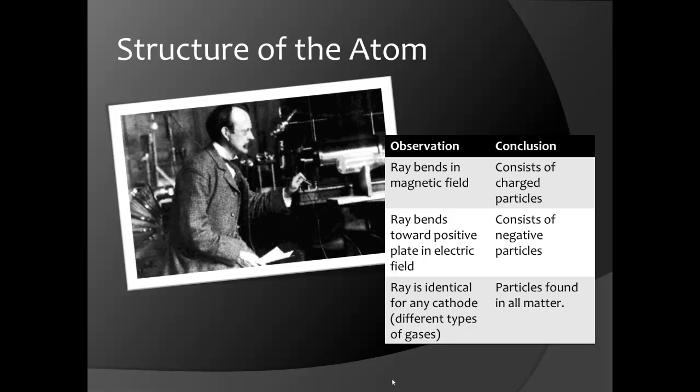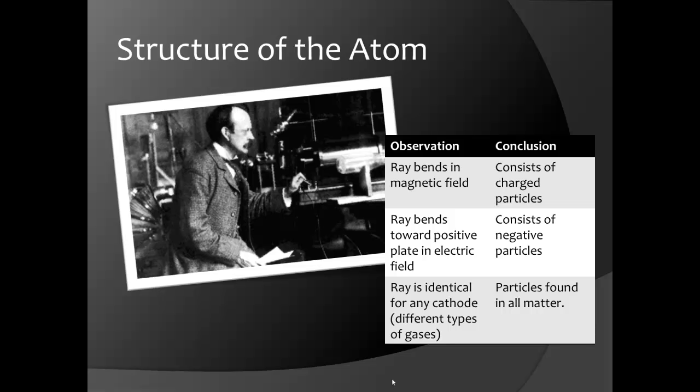So what does this all really mean? Well, here's the thing. His observation was that the rays bend in a magnetic field. That meant that it consists of charged particles. What he also found is that rays bend towards positive plates in an electric field. That means it consists of a negative particle.